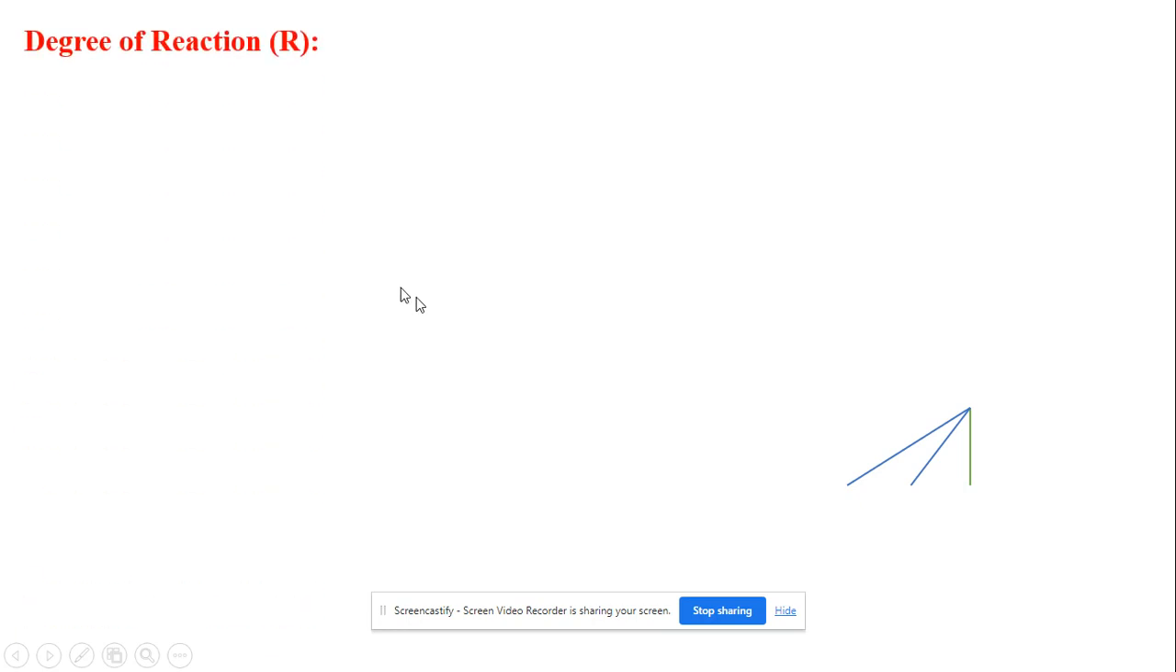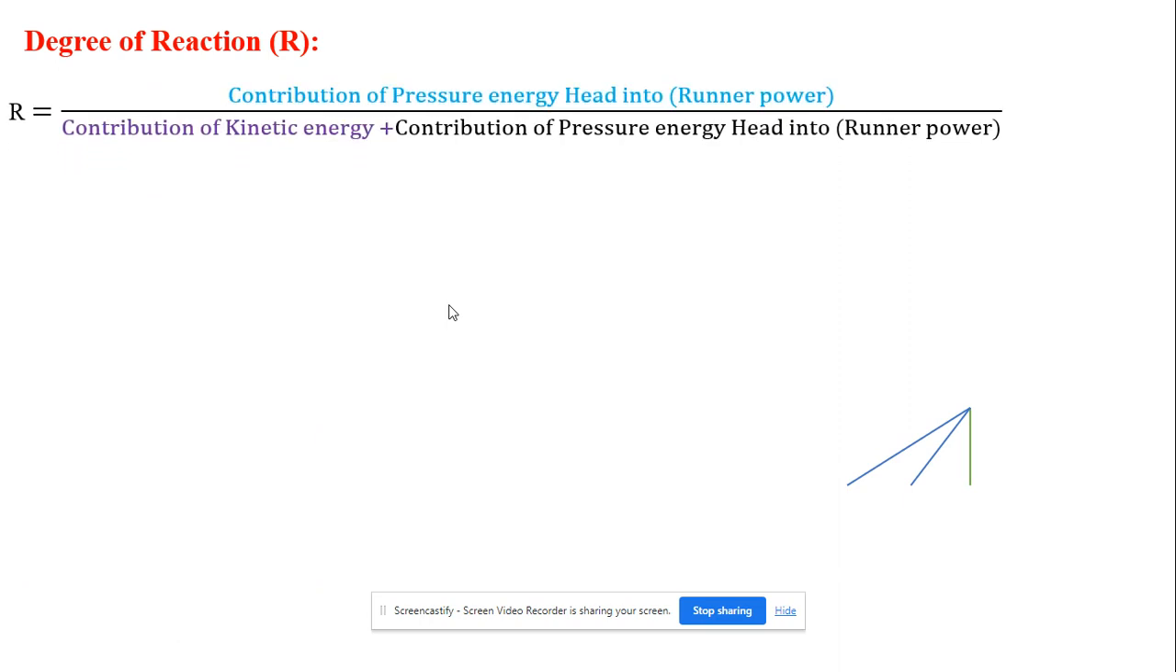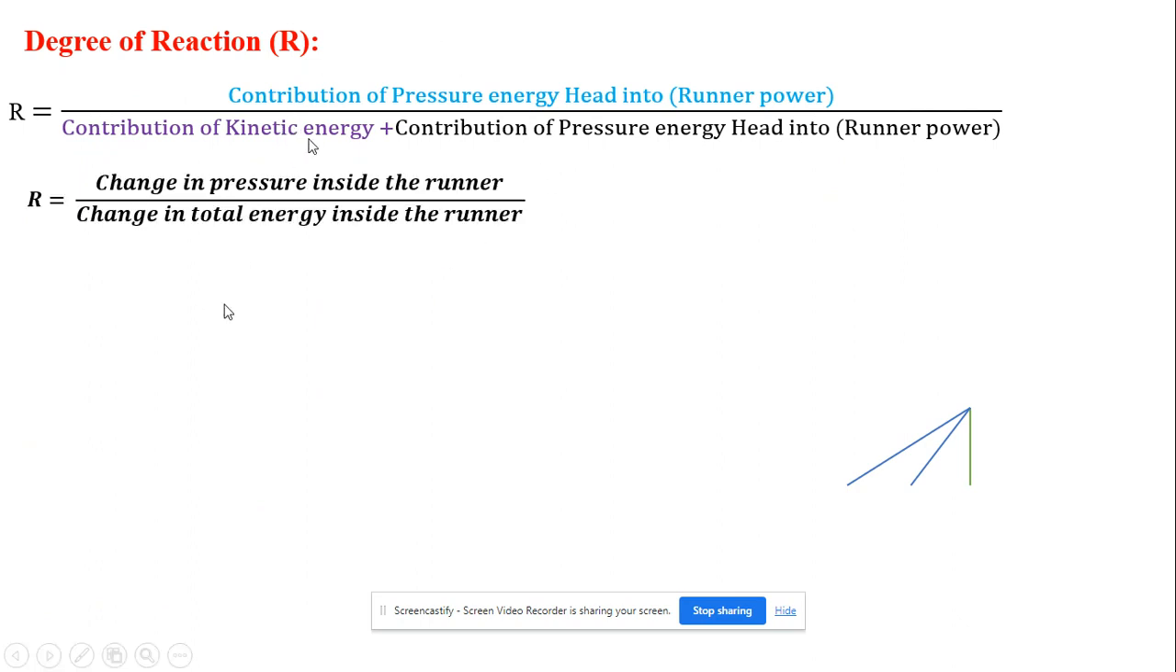Today we are discussing the degree of reaction. Degree of reaction is nothing but the contribution of pressure energy inside the runner, or the contribution of kinetic energy plus the contribution of pressure energy. It can also be denoted by the change in pressure inside the runner, or the change in total energy inside the runner. Total energy is nothing but kinetic energy plus pressure energy.